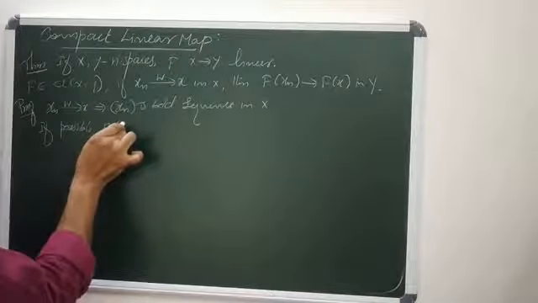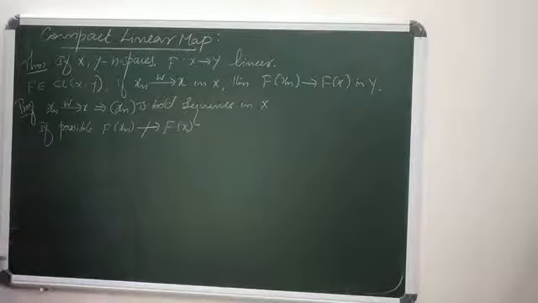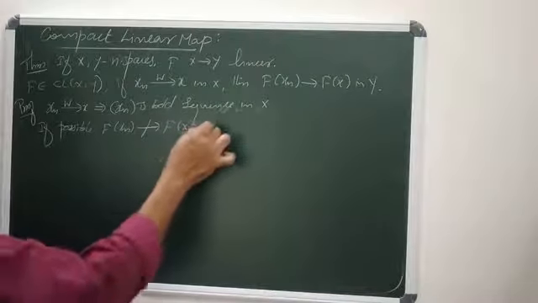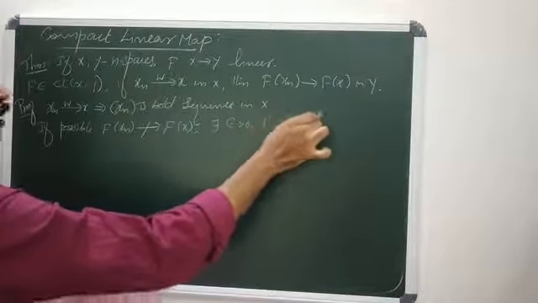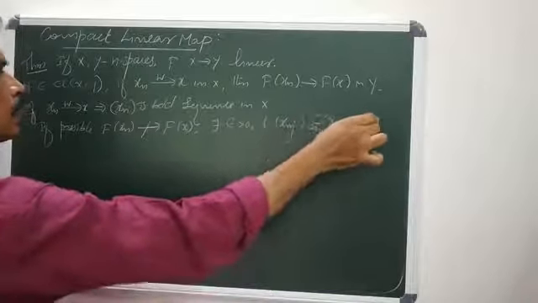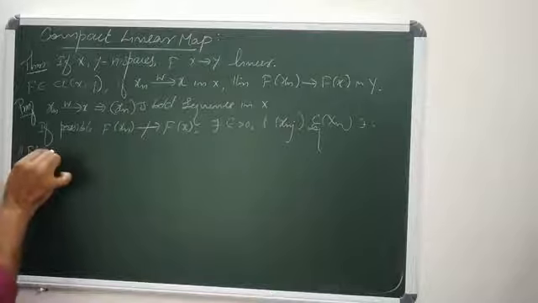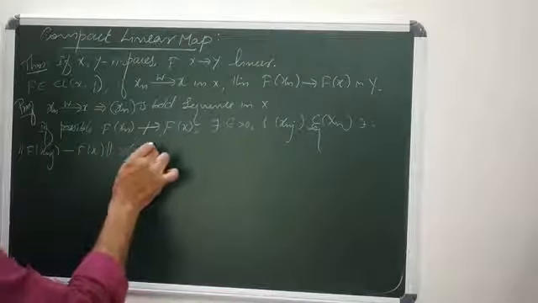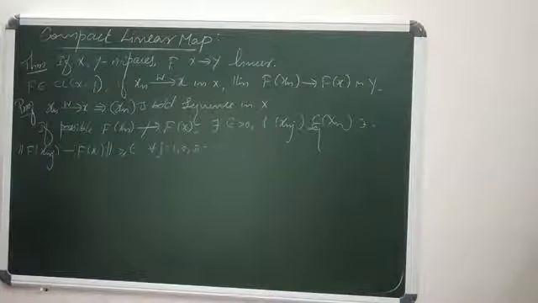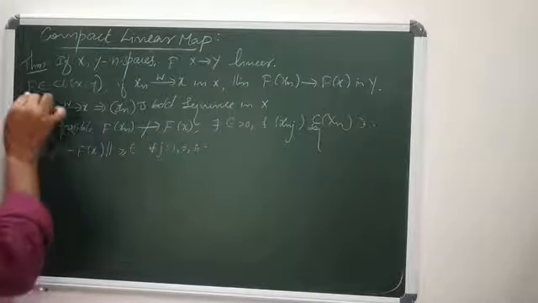If possible, suppose f of xn does not converge to f of x. That means there exists some epsilon positive and a subsequence xnj of xn such that the norm of f of xnj minus f of x is greater than or equal to epsilon for all j equals 1, 2, 3, and so on. Why? Because f of xn does not converge to f of x, we can find a subsequence xnj of xn which satisfies this condition. But we know f is in CL(X,Y).